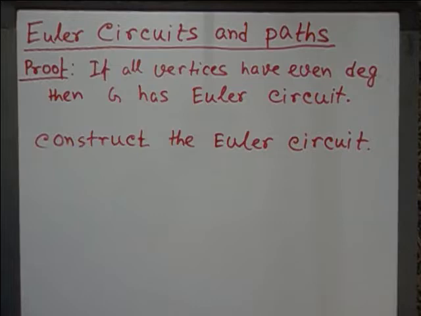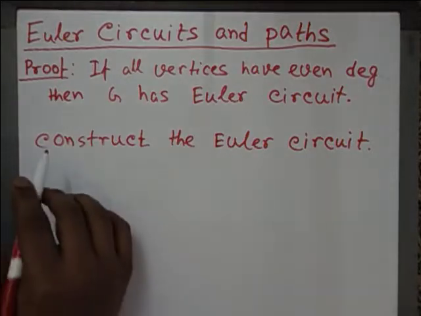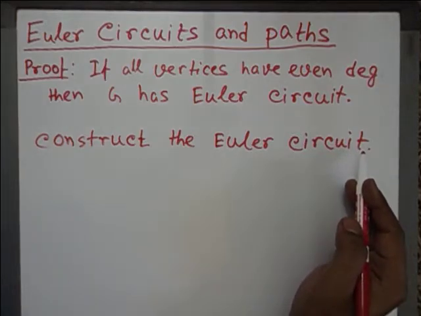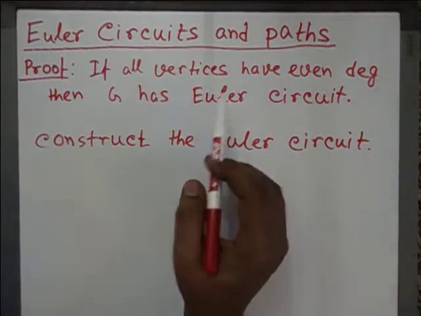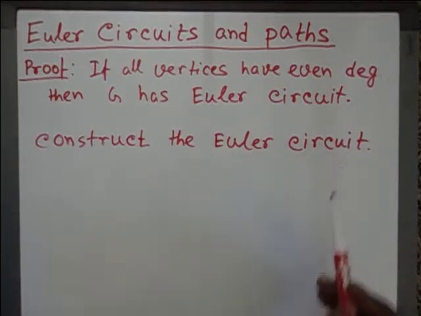Now the second part of the proof. If all vertices have even degree, then G has an Euler circuit. So we have a graph G where all the vertices have even degree, and we are trying to prove that G has an Euler circuit. How to prove that? Given this graph, if we can construct the Euler circuit using a process or an algorithm, then we know that it will always have an Euler circuit. So given a graph with all even degree vertices, how can we construct the Euler circuit?